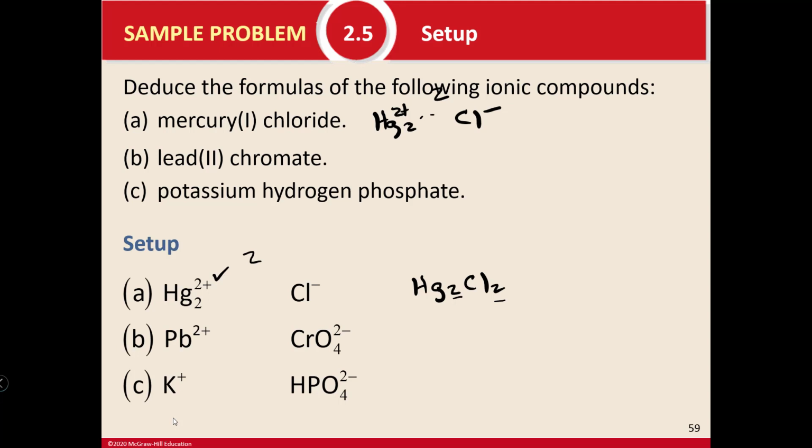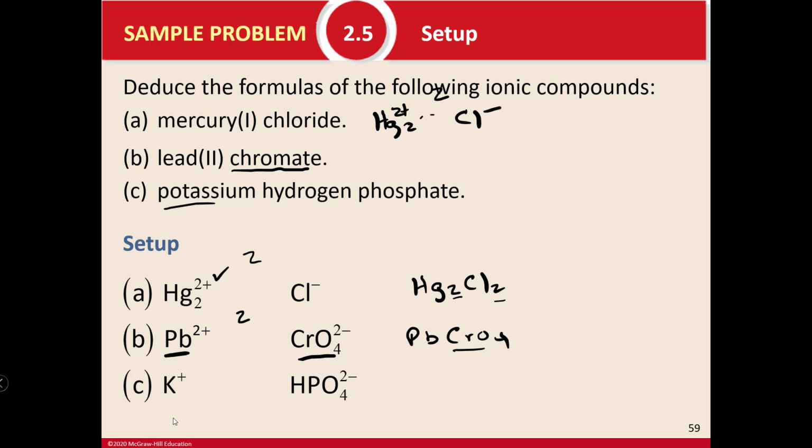So the next one, I don't expect you to memorize chromate. There it is. But I do expect you to know that lead(II) is lead with a 2 positive charge. Both of these go into 2, and so the correct chemical formula would be PbCrO4. Notice we don't use parentheses around the chromate because you only have one of them.